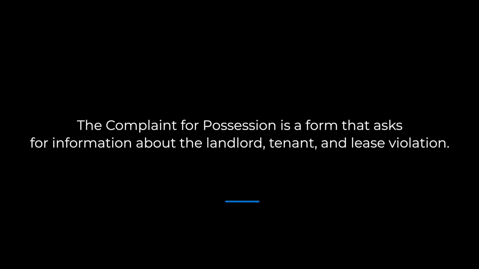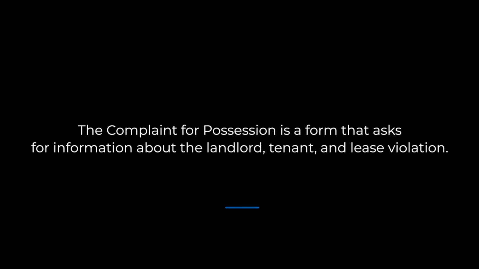In order to do this, the landlord will file 2 forms known as a complaint for possession and a summons in either the city court, municipal court, justice court, or district court. The complaint for possession is a form that asks for information about the landlord, tenant, and the lease violation. The summons tells the tenant when to appear for court. This form also warns the tenant that if a counterclaim isn't filed within 10 days, the landlord may ask the judge to rule in their favor by default.